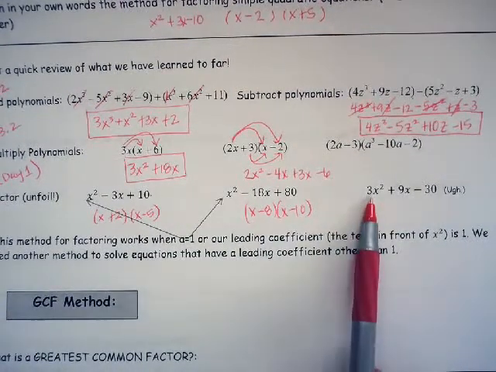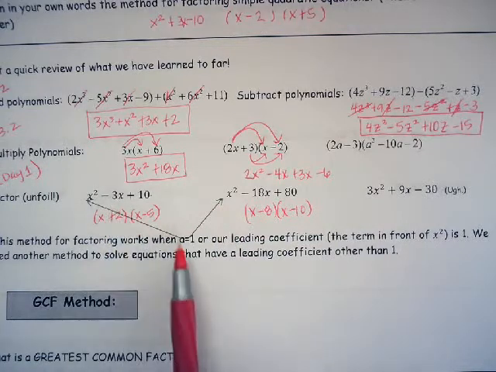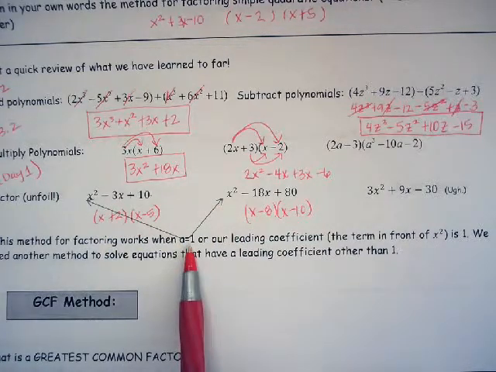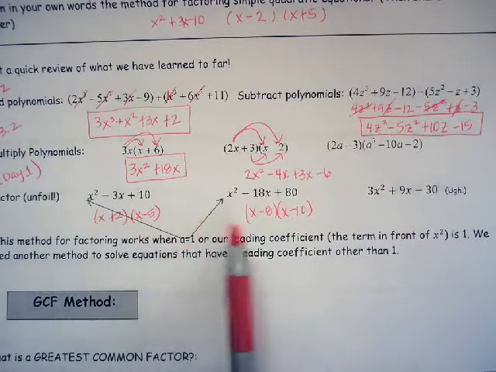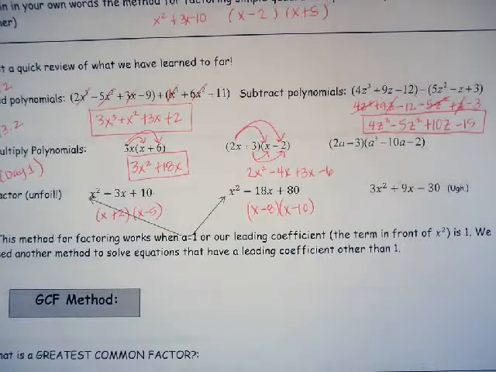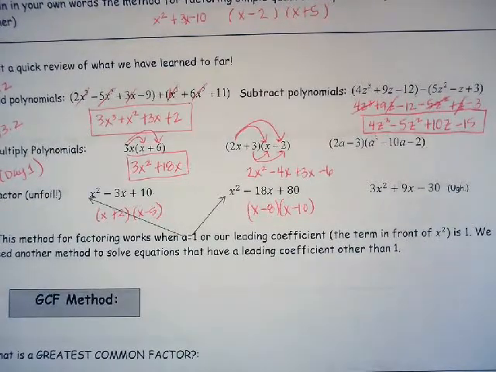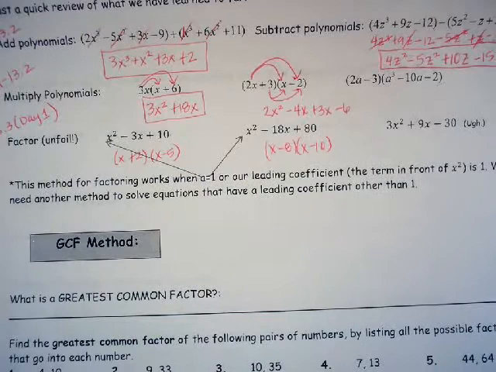So if we look, this has a 3 as my a, because remember a is my number in front of x squared. Both of these have a 1 as our leading coefficient. So the method that I've learned so far won't work for one like this. This method only worked for those two, ones like that. So we need a new method that will help us factor equations that have a leading coefficient other than 1. And we call this the greatest common factor method.